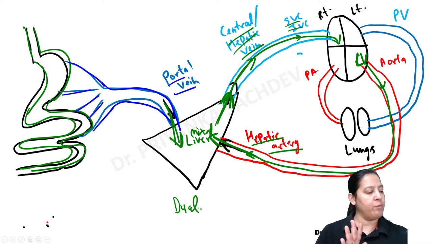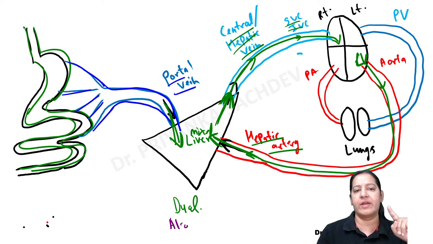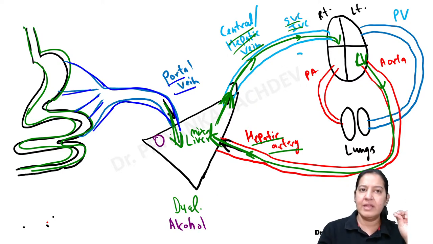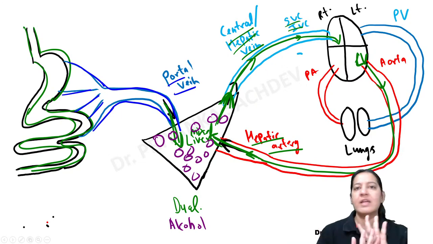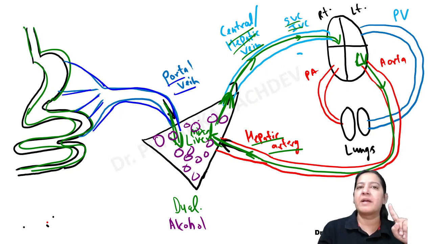Now you must understand one thing here. The patient is a chronic alcoholic drinker. What happens in an alcoholic drinker? In an alcoholic drinker, the liver undergoes cirrhosis. The liver becomes nodular and the entire liver becomes cirrhotic. The cirrhotic liver is a non-functional liver. This liver will become non-functional.